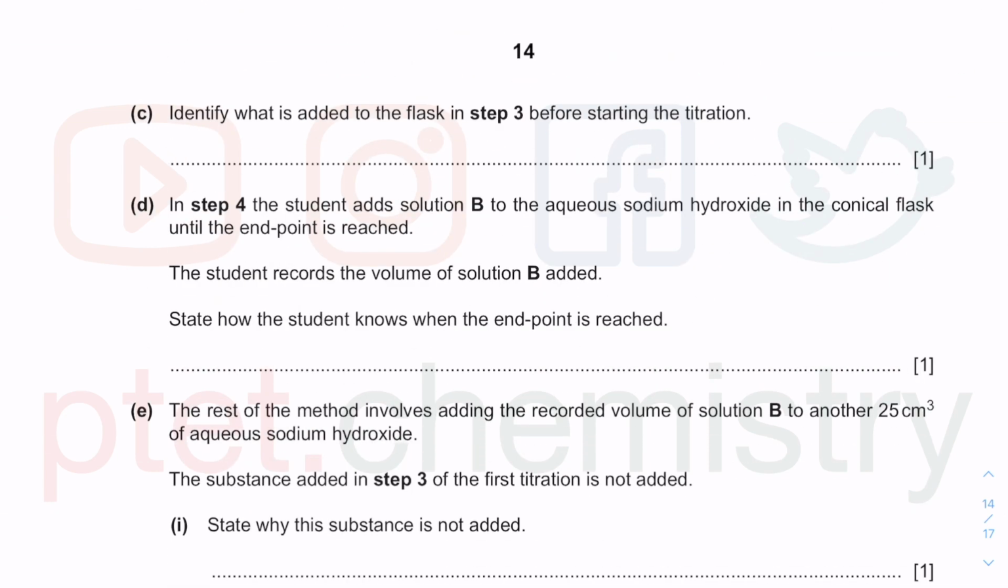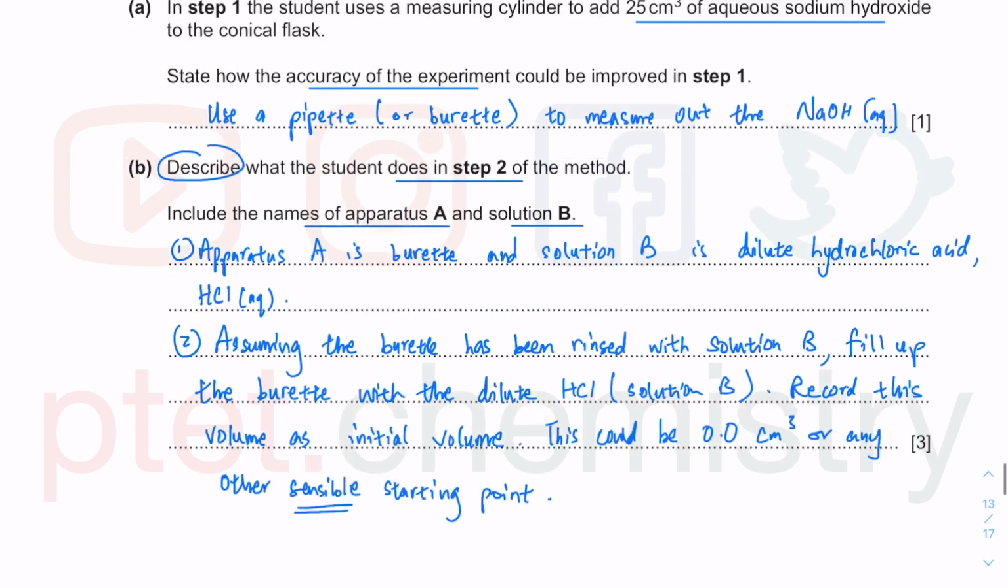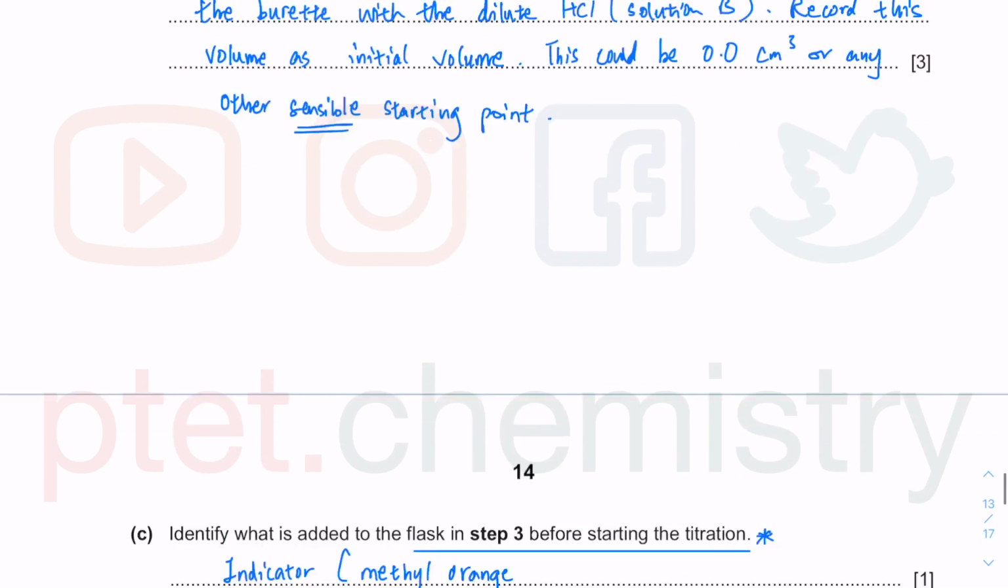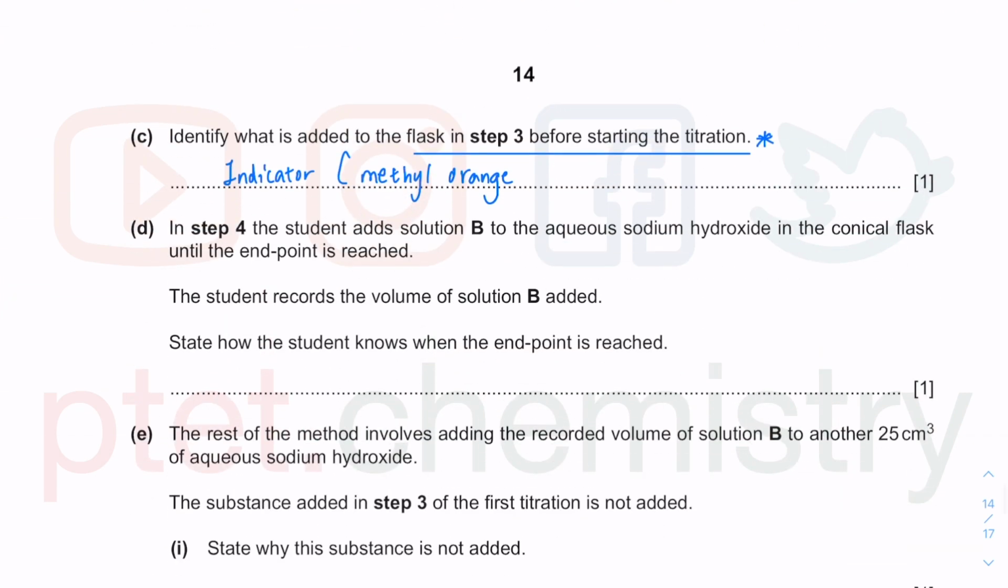Identify what is added before you start the titration. So obviously you need an indicator. So this indicator could be methyl orange, as you know. So methyl orange in sodium hydroxide, because you have sodium hydroxide, which is a base in here. So methyl orange in base would be yellow, and then at the end point it will be orange. If you go to red, it will be acidic already.